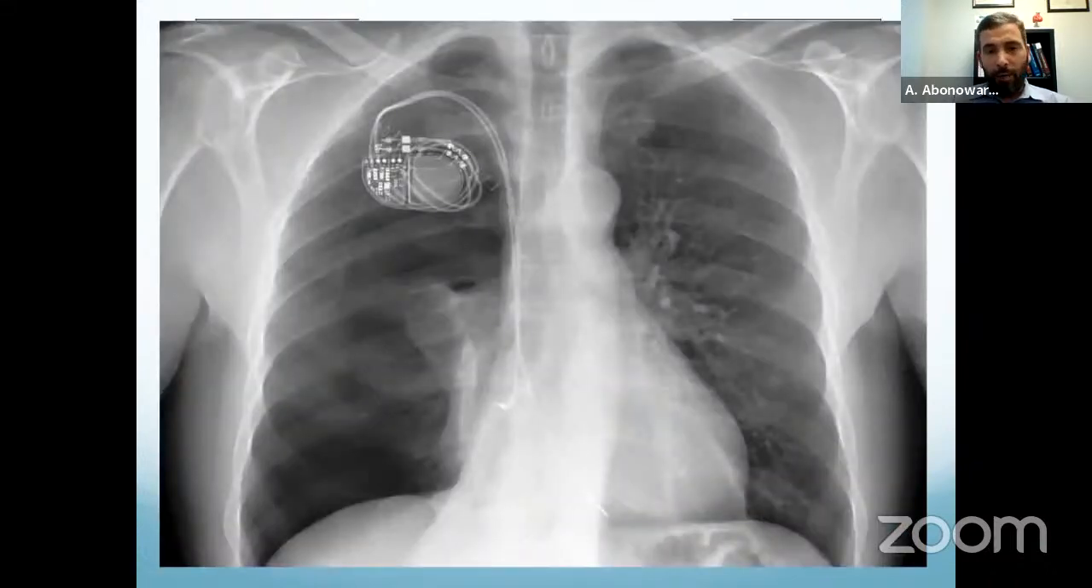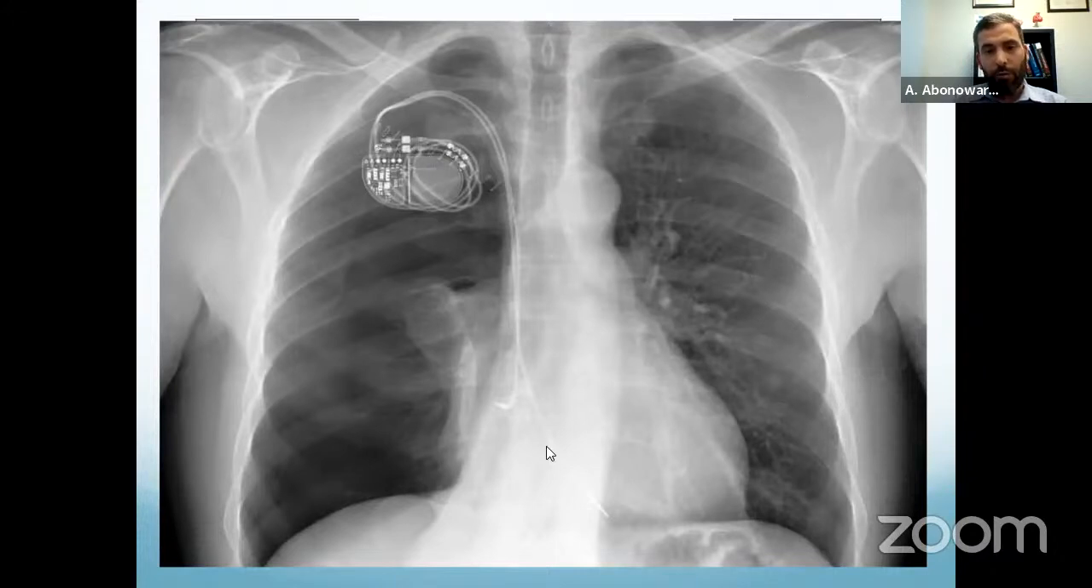Here, this patient came a day after the pacemaker implantation. And you can see a right ventricular lead, right atrial lead. It's on the right side. Usually you put it on the left side, but this patient unfortunately had the pacemaker seemingly on the right side. Maybe there was an access issue on the left side.